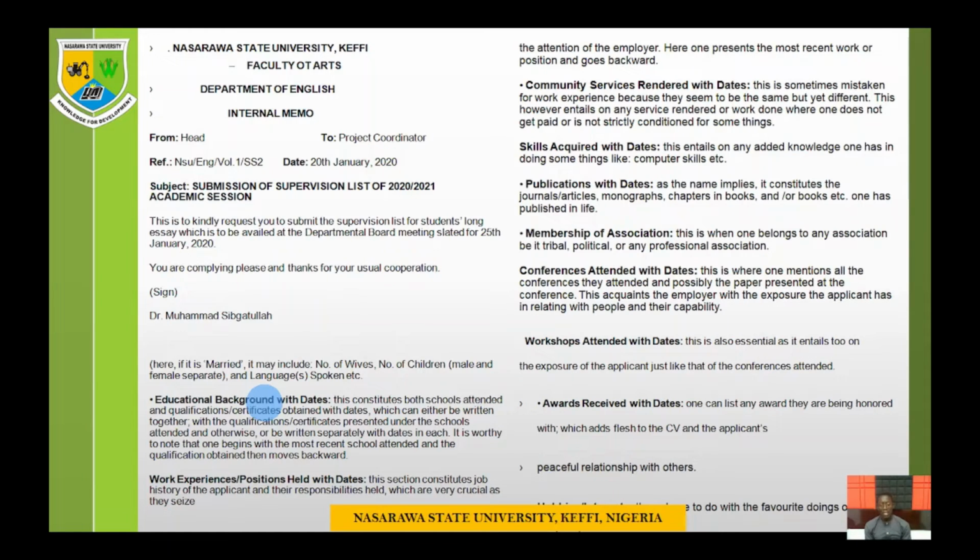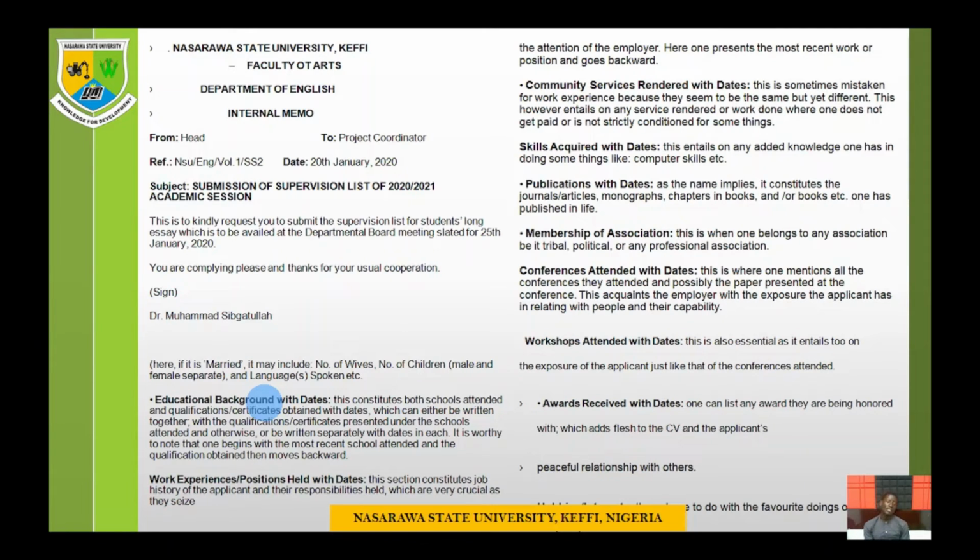The next one is work experiences or positions held with dates. This section constitutes the job history of the applicant or their responsibilities held, which are very crucial as they seize the attention of the employer. Here one presents the most recent work or position and goes backward.